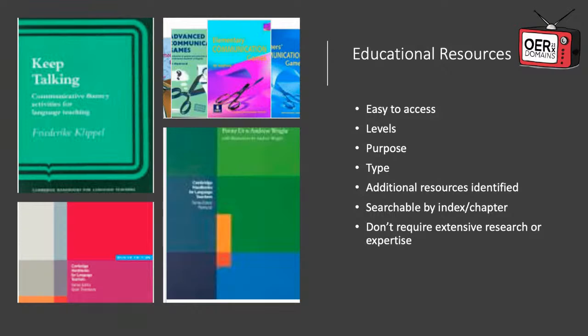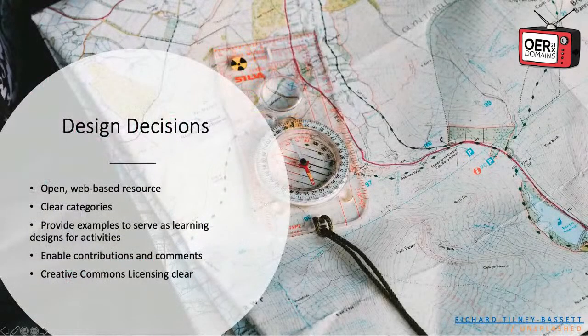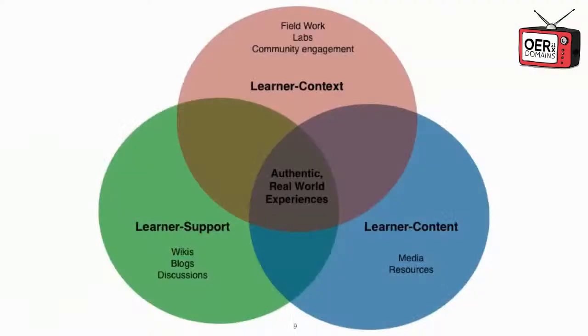So I took all of that into the design decisions to make the resource. I decided that my resource would be an open, web-based resource, that I would have clear categories, that I would provide examples to serve as learning designs for activities that could be adapted, and that I would enable contributions and comments from people who were using the resource. And then it was really important to me to make the Creative Commons licensing clear.